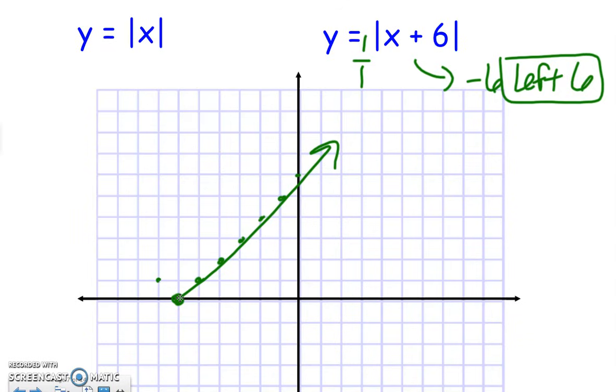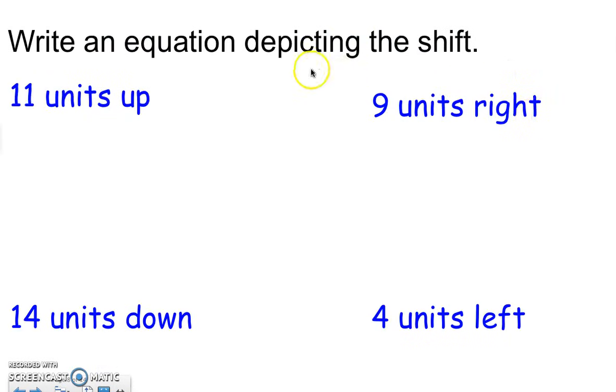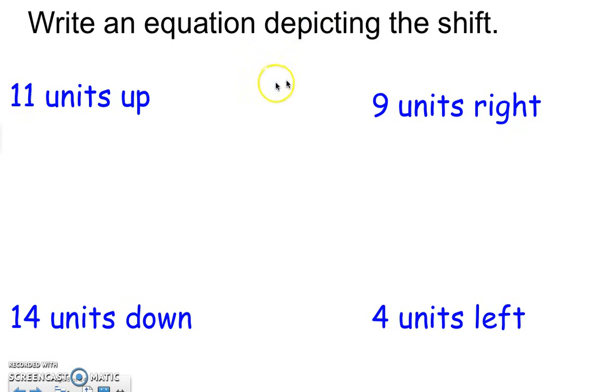Same thing, up and left to get the left side of the V. Just go as far as you can. And so that is what absolute value of x plus 6 looks like. So again, it's opposite of what you think it is. Okay? All right, let's look at writing some equations. So I need to write the equation depicting this shift.